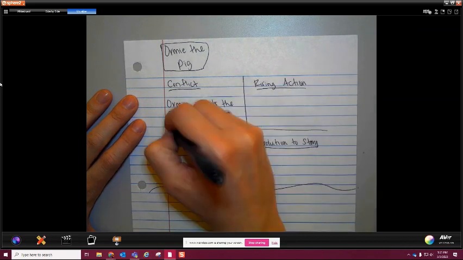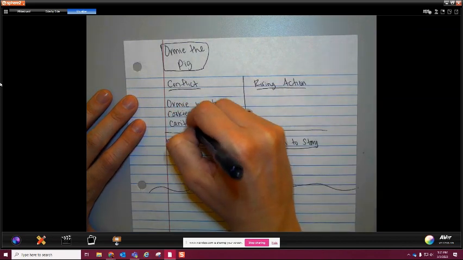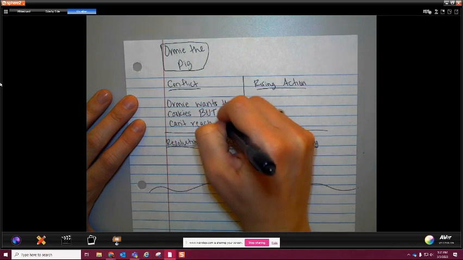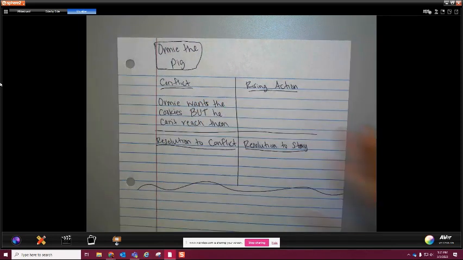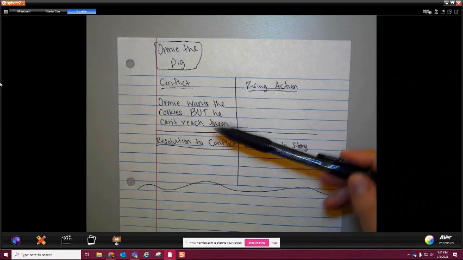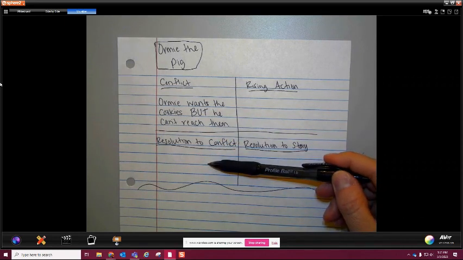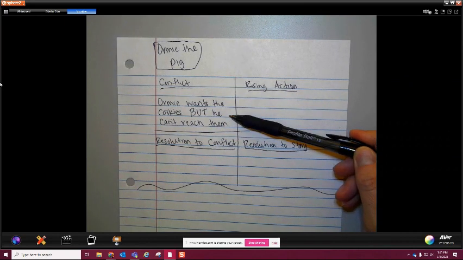So Ormy wants the cookies, but we have to think what's in the way. And we can say he can't reach them. They're too high. That's the conflict. He wants them, but he can't reach them. They're too high. Okay. At this point, this is an interesting one because when we think about going down here to resolution of conflict, he wants the cookies, but he can't reach them.